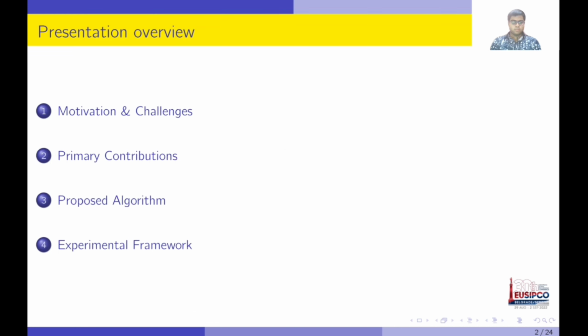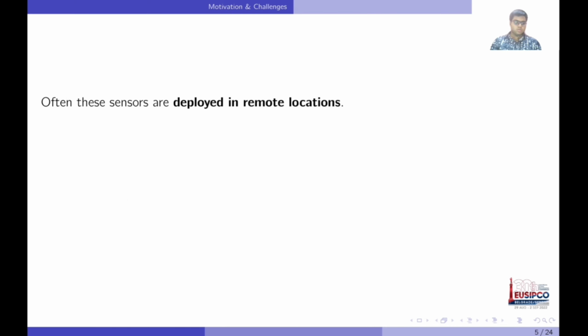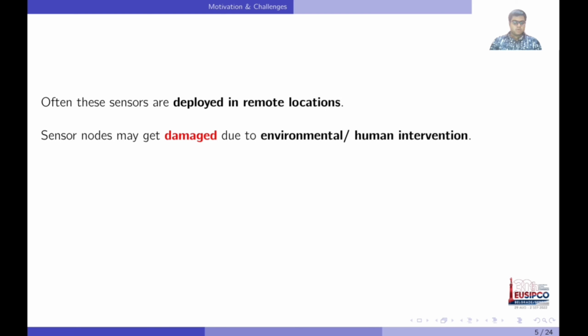We organize our presentation as follows. In recent years, we have found a widespread application of wireless sensor networks in various fields. The primary reasons for their widespread application include their low cost, small size, low power consumption, and ease of deployment. Often these sensors are deployed in remote locations, and some of these nodes can get damaged due to environmental or human intervention. Hence, replacing these malfunctioning or inactive sensors may become a tedious task. So accurately reconstructing these missing values is the only way forward.